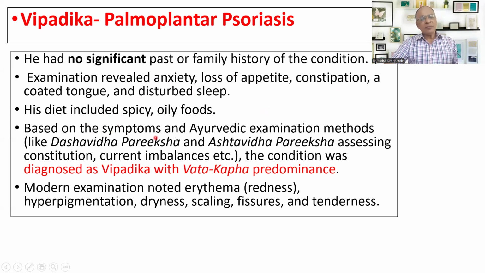Based on the symptoms and Ayurvedic examination methods, that is Dasha Vidha Pariksha or Ashta Vidha Pariksha, assessing the constitution and current imbalance in the bioenergies, the condition was diagnosed as Vipadika with Vata and Kapha predominance. Modern examination noted erythema, that is redness, hyperpigmentation, dryness, scaling, fissures, and tenderness.